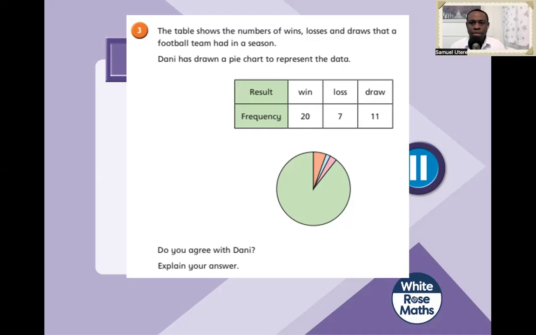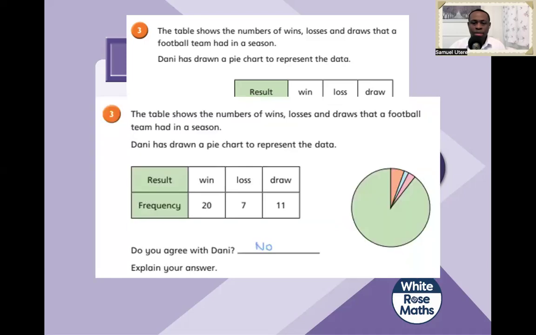Assuming you've paused the video and you've answered question 3, here are the answers. So here you were asked, the table shows the numbers of wins, losses, and draws that a football team had in a season. Danny has drawn a pie chart to represent the data. Do you agree with Danny? Of course, no. You can see the way everything looks very wonky. The data should occupy all parts of the pie chart, but he has just squashed it into one part of the pie chart. So Danny does not understand pie charts yet. So let's do some further learning.